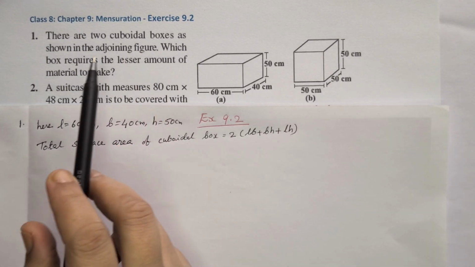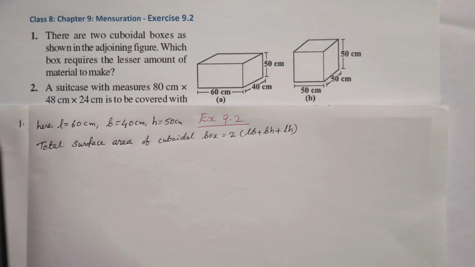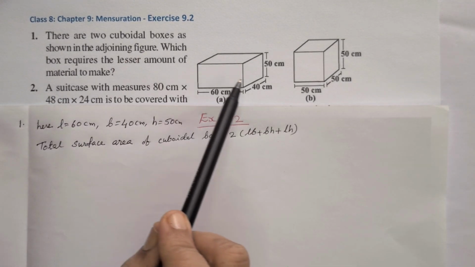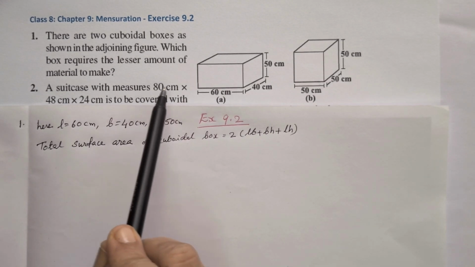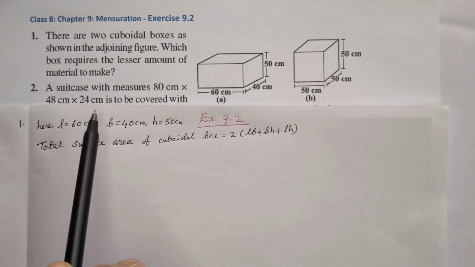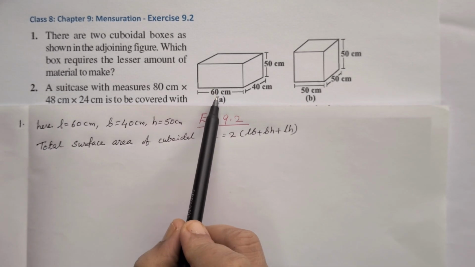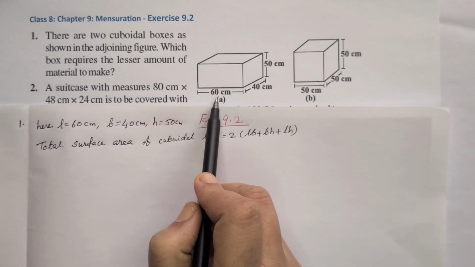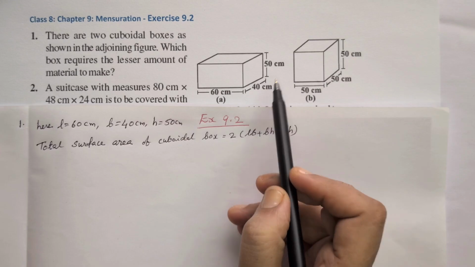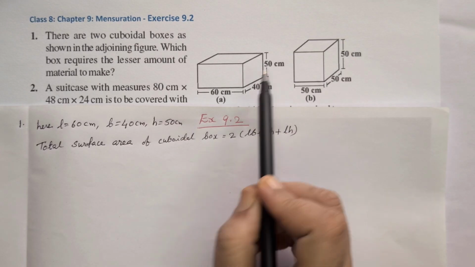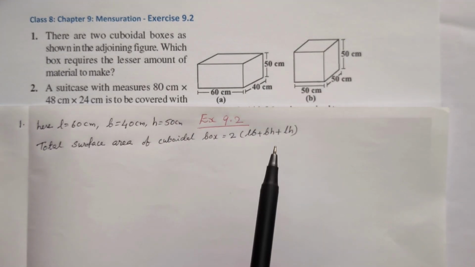Exercise 9.2. First question. There are 2 cuboidal boxes as shown in the adjoining figure. Which box requires lesser amount of material to make? First one, it's a cuboidal box. Length, we can take length is equal to 60 centimeter, breadth as 40 centimeter and height as 50 centimeter. So it's a cuboid shape.